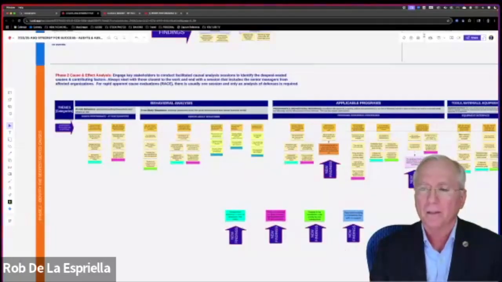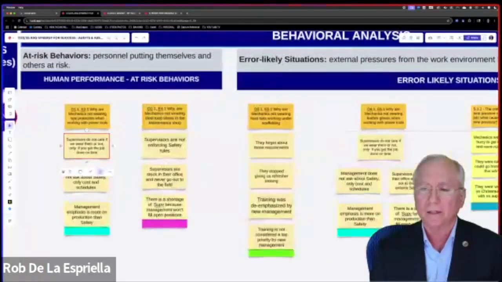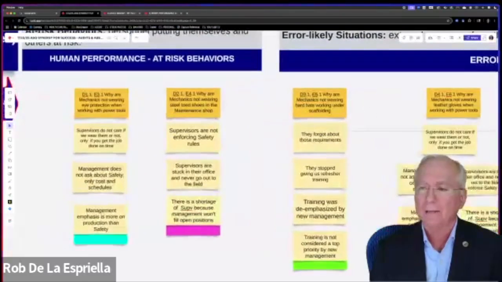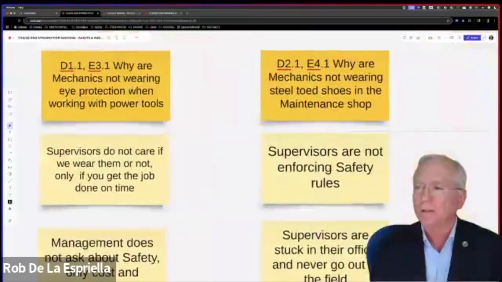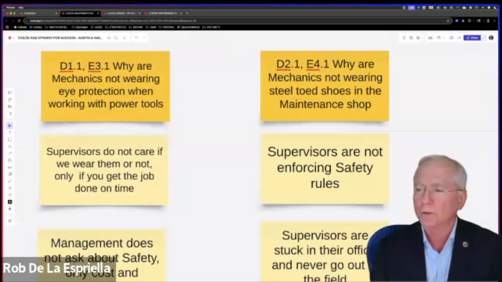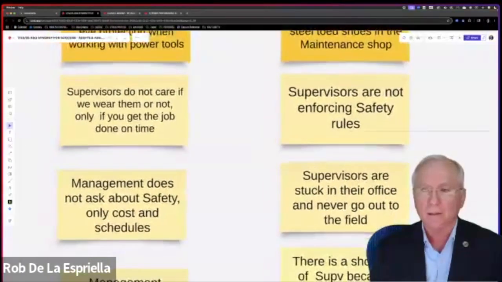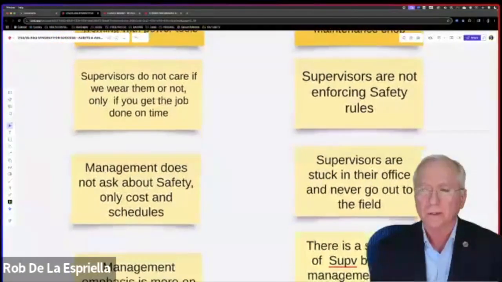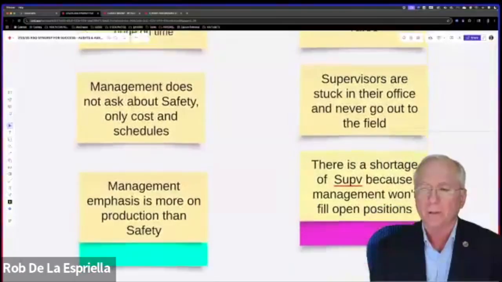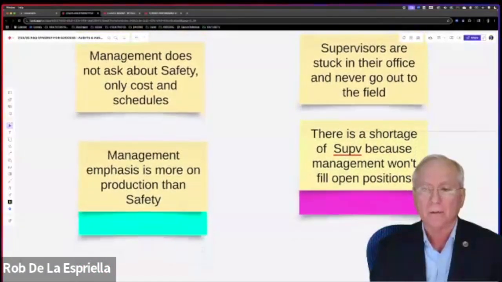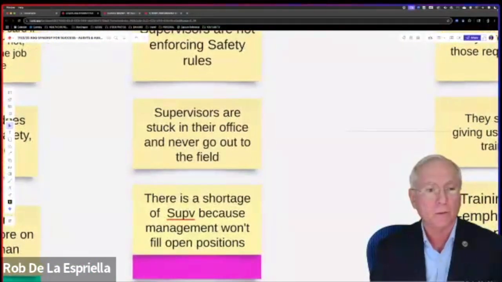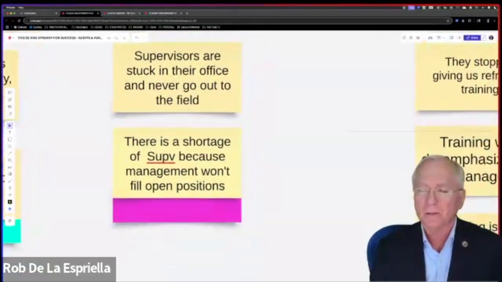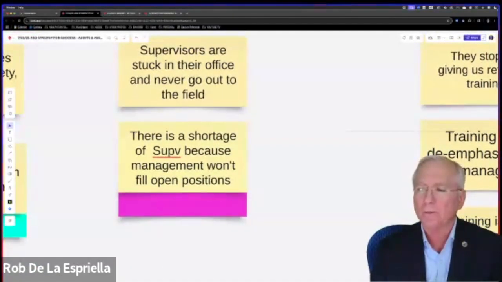All right, so we start with a session, a focus group, and ask the mechanics, so why aren't mechanics wearing eye protection when working with power tools, or steel-toed shoes? And we start to get some interesting answers. Well, management doesn't seem to care. They don't ask about safety, only about cost and schedule. Their emphasis is on production more than safety. And over here, why aren't the supervisors enforcing the rules? Well, they're stuck in their offices doing admin. They're never in the field because there's not enough of them, and management is not filling open positions.